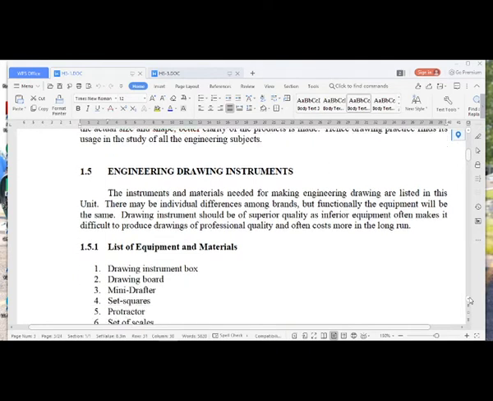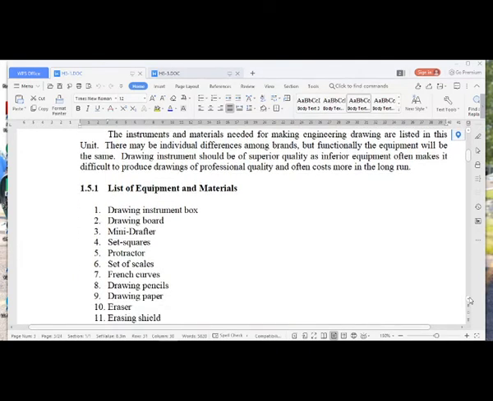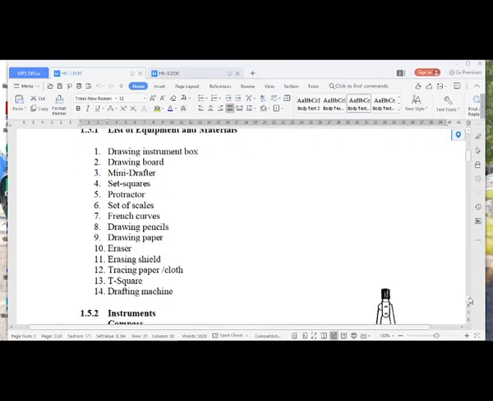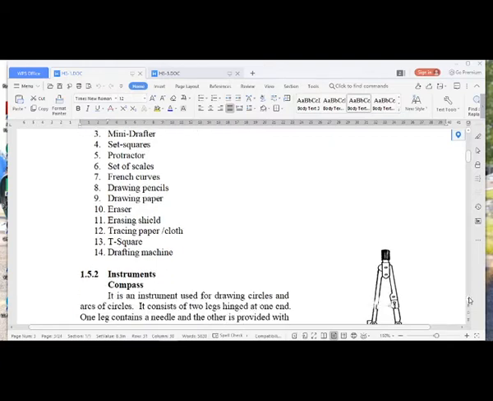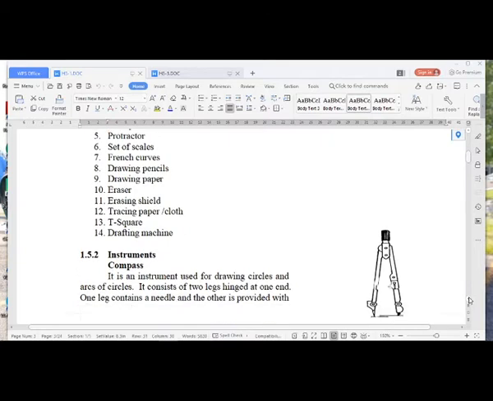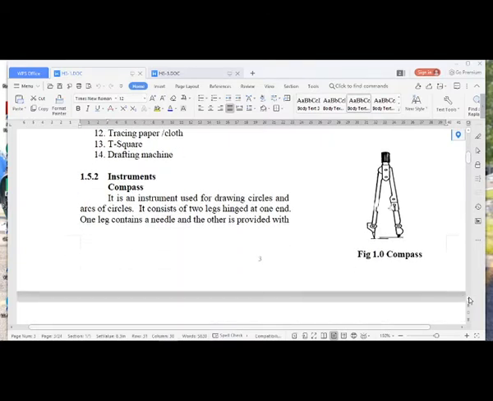Now we have already discussed engineering drawing instruments previously, like drawing instrument box, drawing board, mini drafter, set squares, protractor, set of scales, French curves, drawing pencils, drawing paper, eraser, erasing shield, tracing paper, oblique cloth, T-square, drafting machine, etc. All are used in engineering drawing. Just observe the compass.